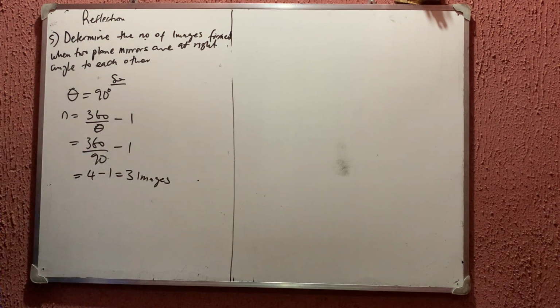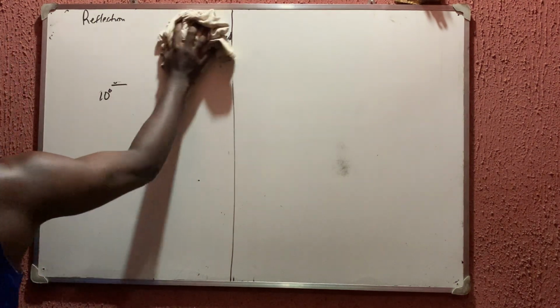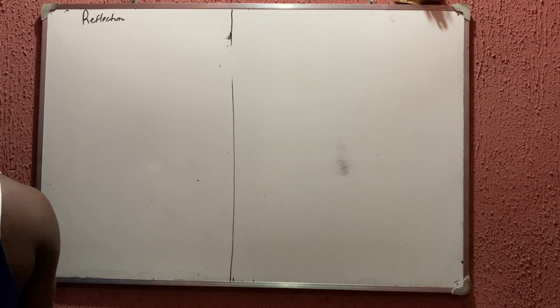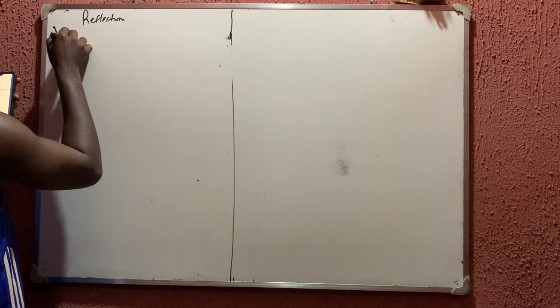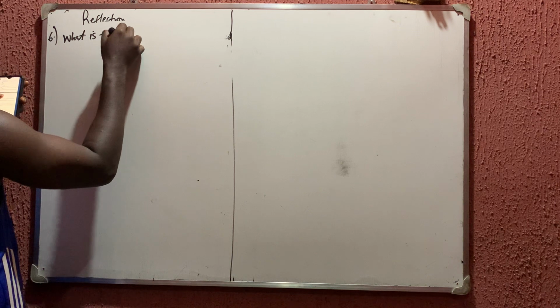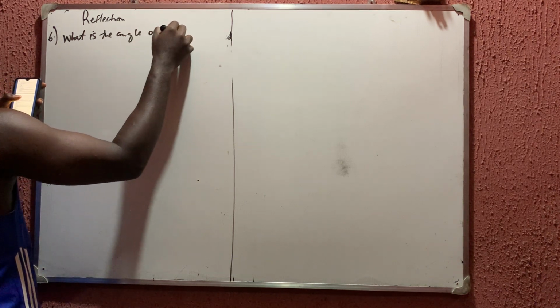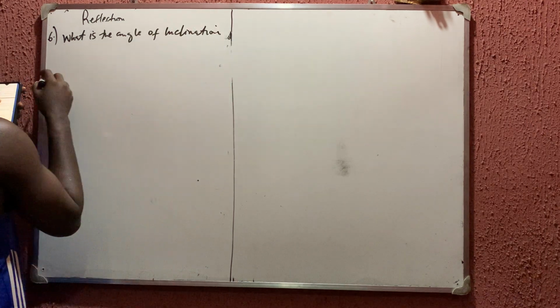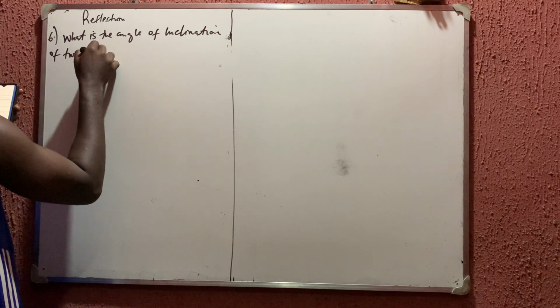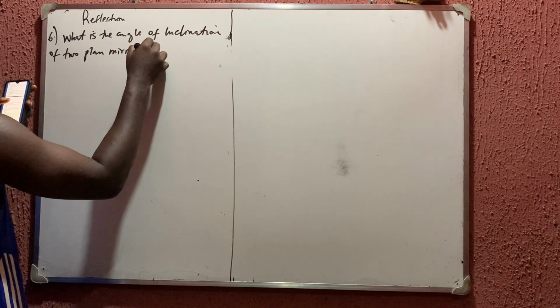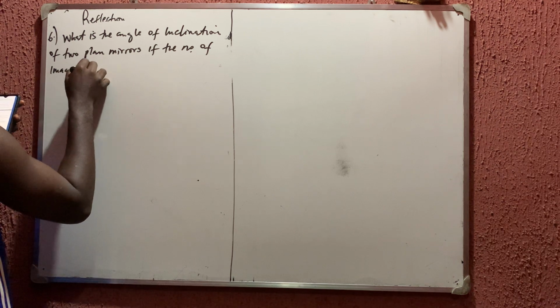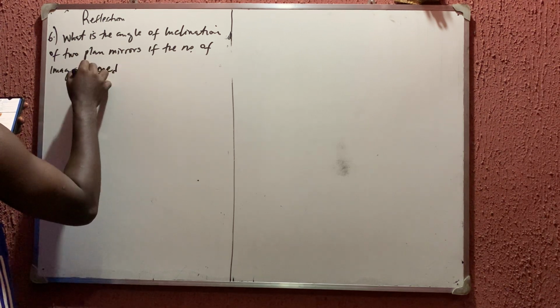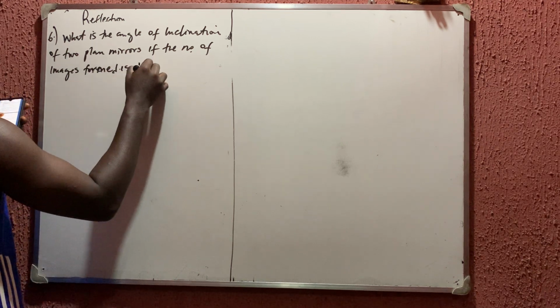Okay, so we move to question number 6. And question number 6 said, what is the angle of inclination of two plane mirrors if the number of images formed is 11.